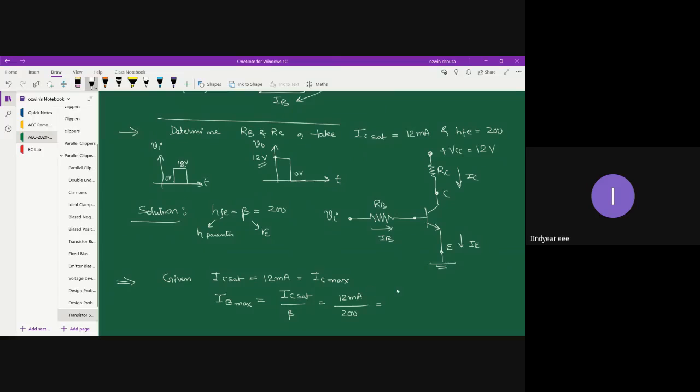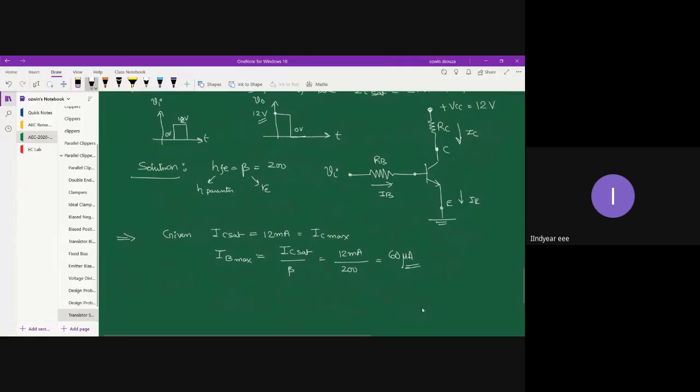$60 micro. So IB max is 60 micro. Once IB max is known, you can set the IB value from the design rule. Let us take IB equal to 1.5 times IB max. So our base current is going to be 1.5 times the maximum base current found in the previous step, which was 60 micro. So that is 90 microamperes.